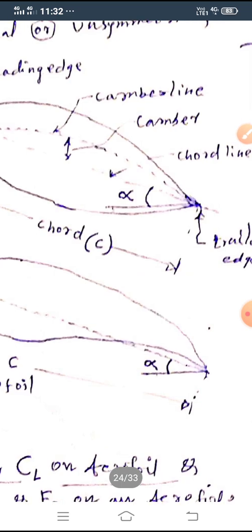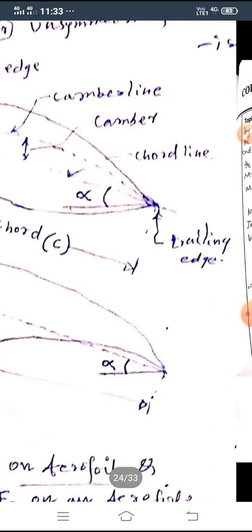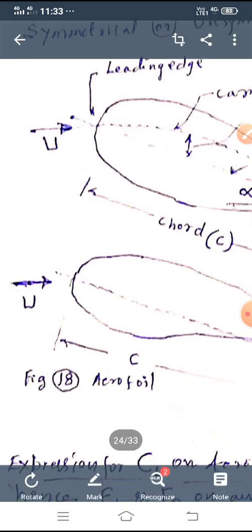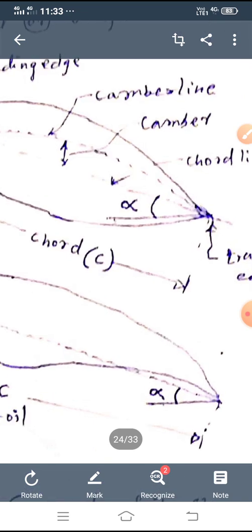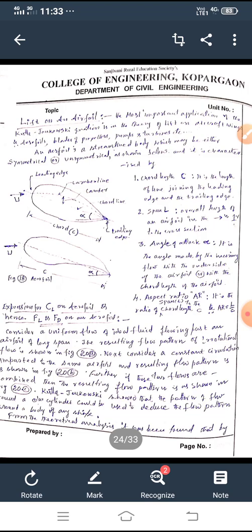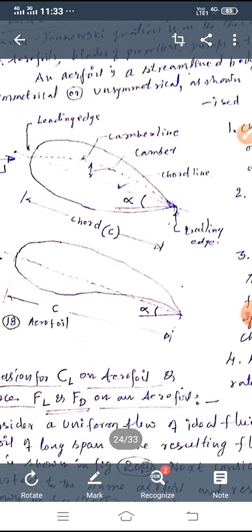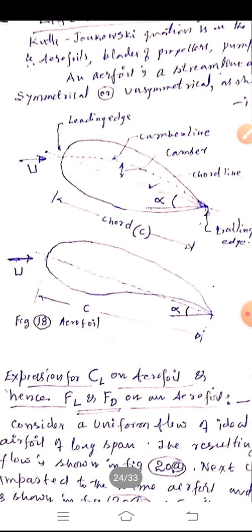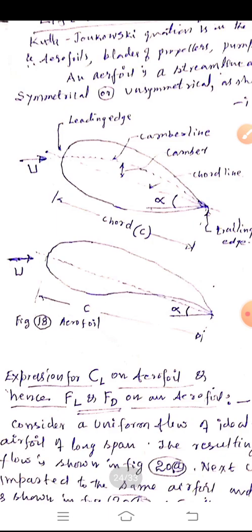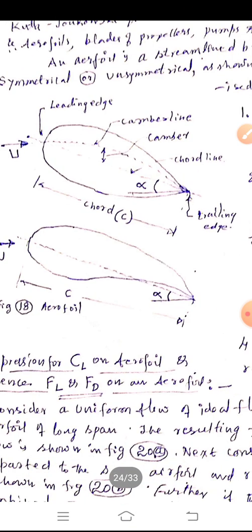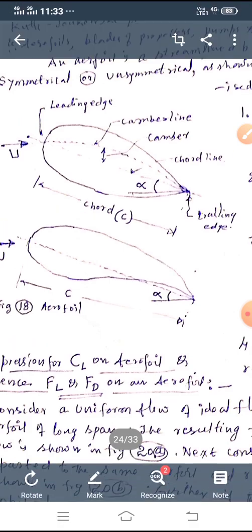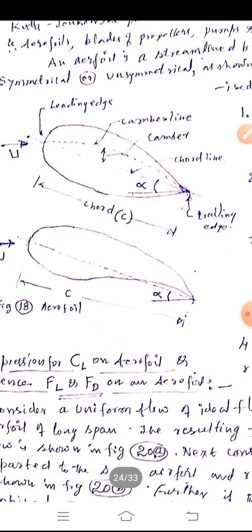This is the chord line, the line joining the trailing edge and the leading edge, whereas camber is the vertical height between the camber line and the chord line, whereas alpha is the angle of attack. It is the angle between the line parallel to the fluid flow and the chord line, which is shown in the figure. This is a symmetrical, this is an unsymmetrical aerofoil. This is the chord length C. The span L is the total length of the airfoil in the direction perpendicular to the chord line.